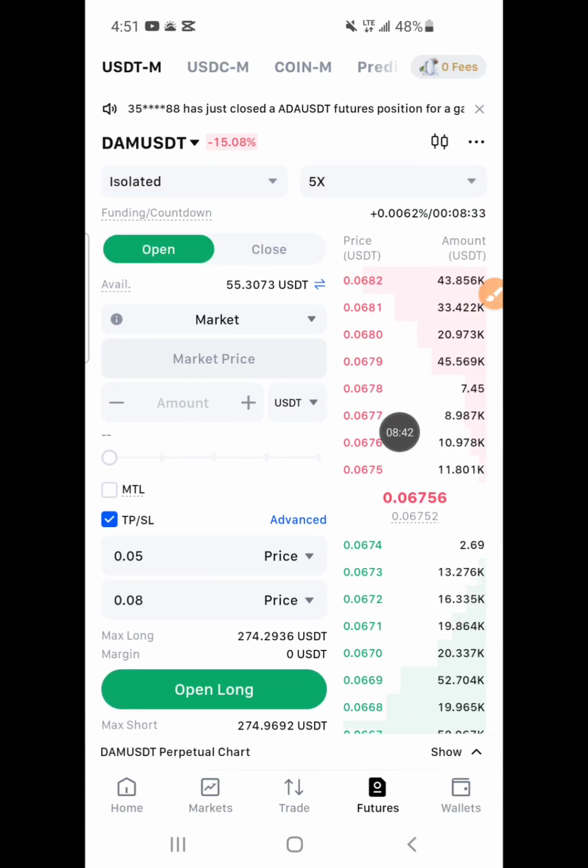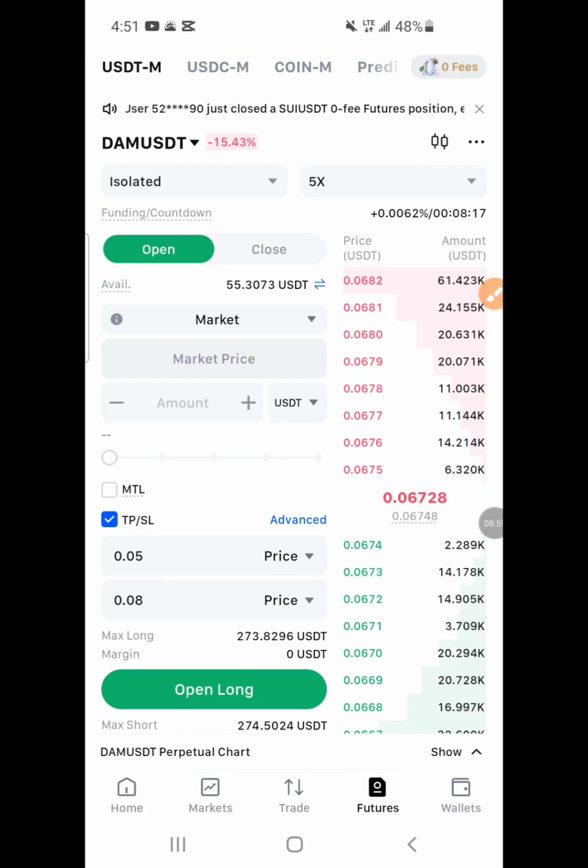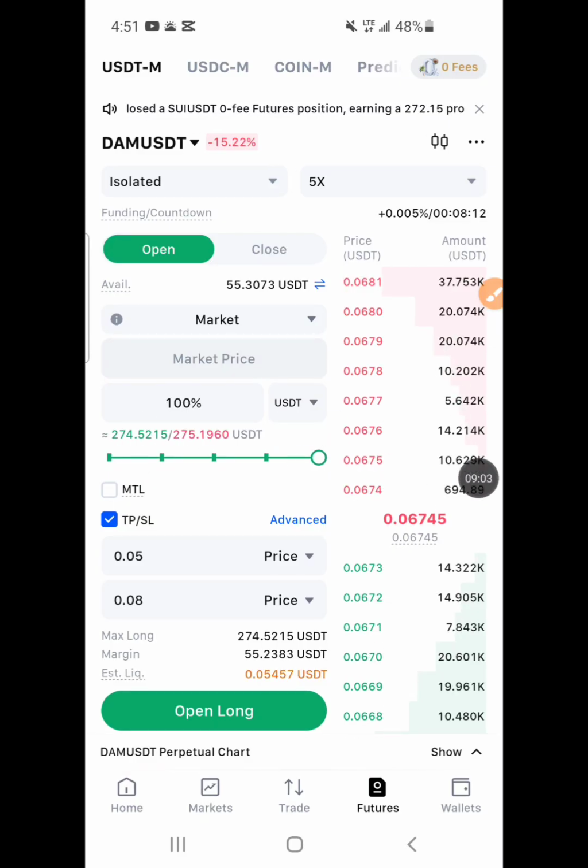Now if you check right now, I'm having a total of 55 USDT on this account. Let me come over to my wallet so that you can see it. I'm having a total of 55 USDT on this account. Let me come back to the futures. So if I draw this line to the end, that means I'm entering the trade with my whole 55 USDT or $55, and then I put in this stop loss and take profit.